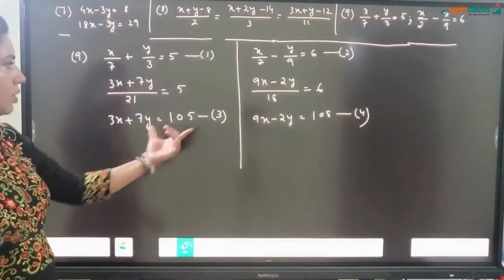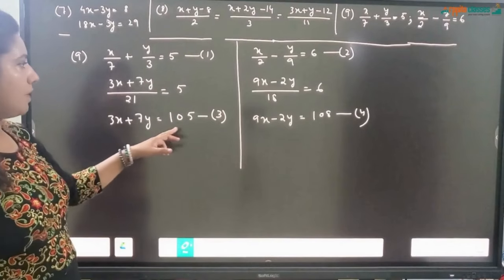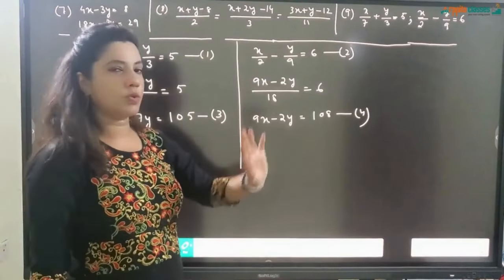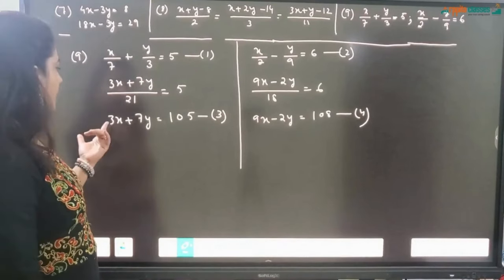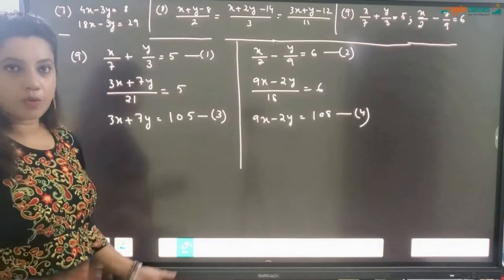Now look at equation 3 and equation 4. This is 3x plus 7y equals 105. This is 9x minus 2y equals 108. So if I multiply this equation by 3, then I'll get 9x, and here also it is 9x. So that will get cancelled.